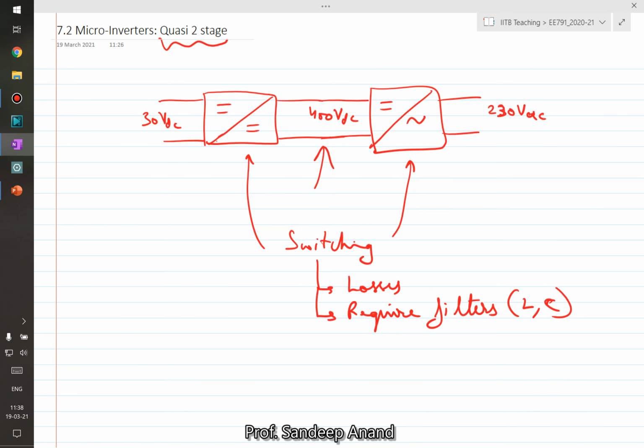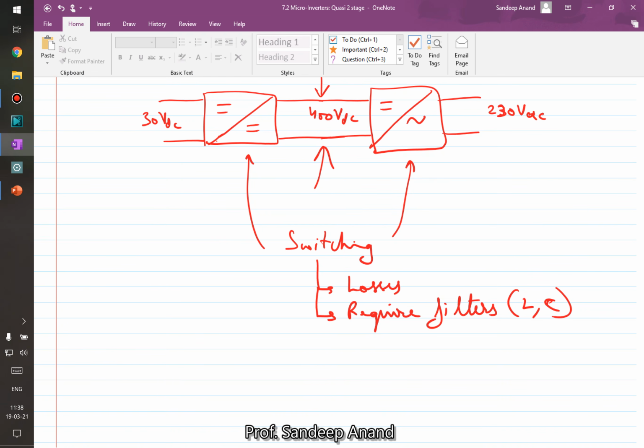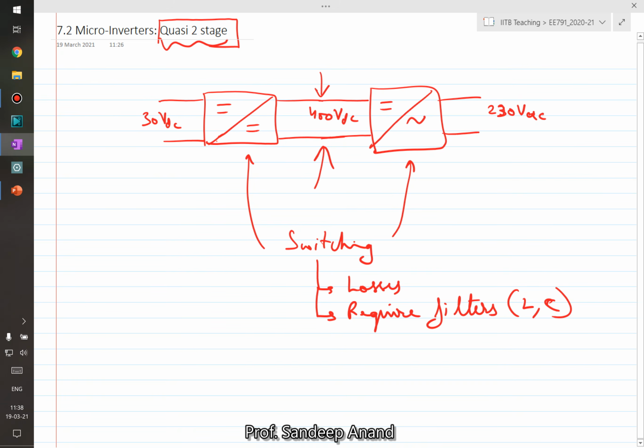That's the name I'm giving because it is almost a two-stage, but a little bit different from the two-stage. So the system still looks the same, right? There's no change. The only thing that changes is that instead of maintaining this DC voltage at a fixed value, we maintain it as a rectified sine wave. So let me explain what I'm trying to say here.